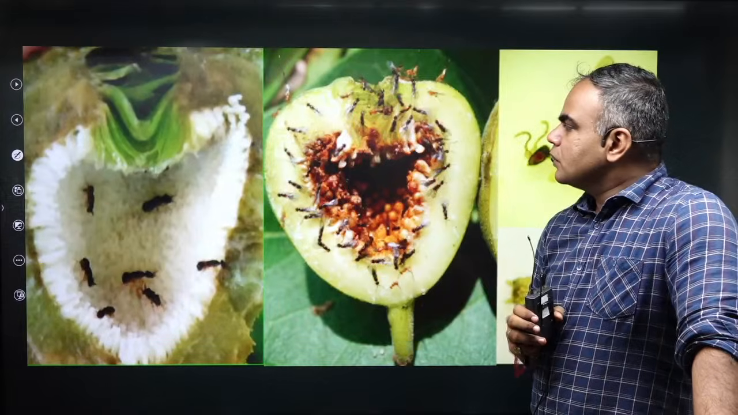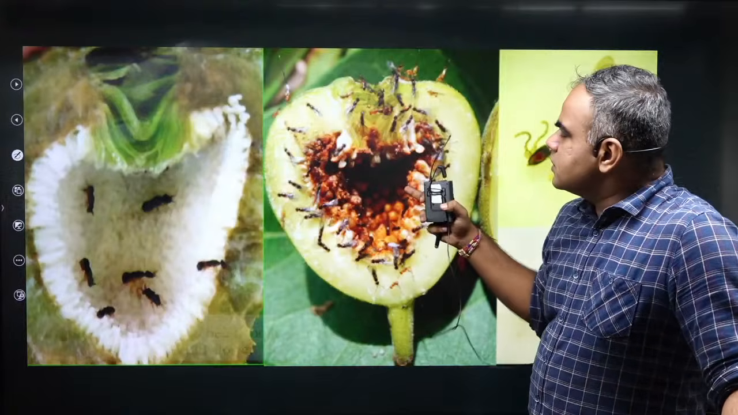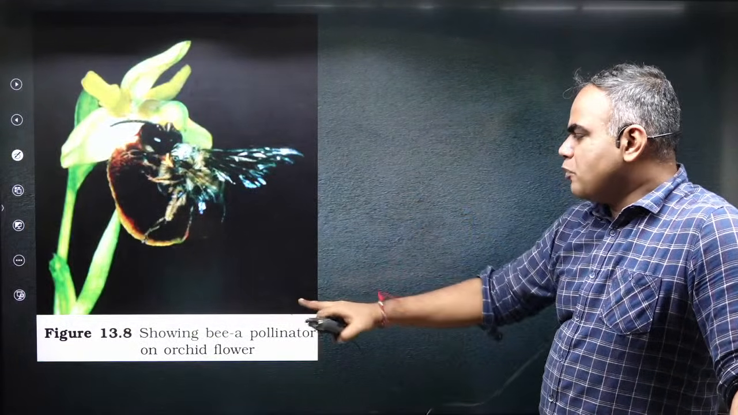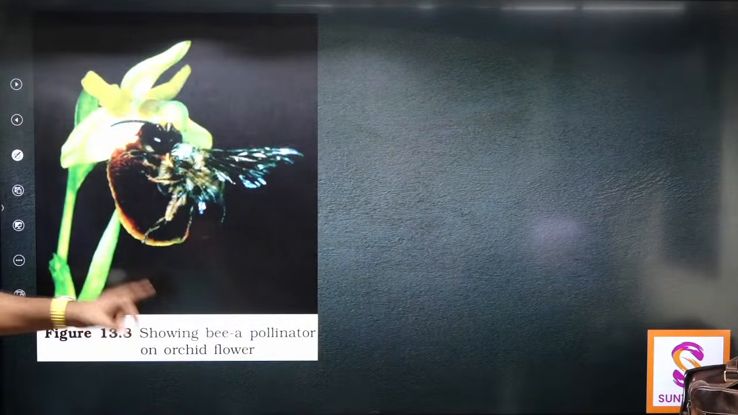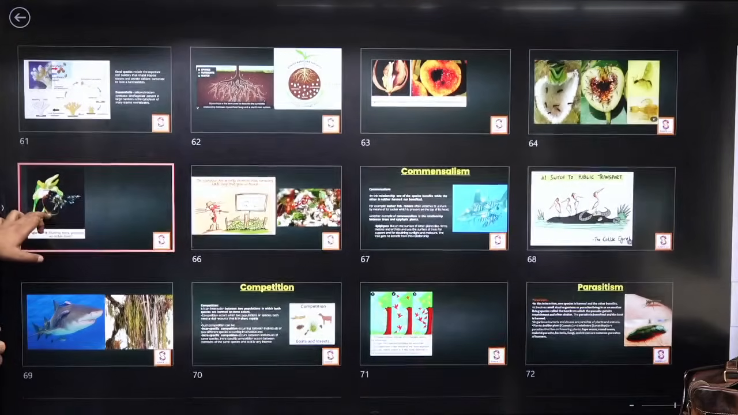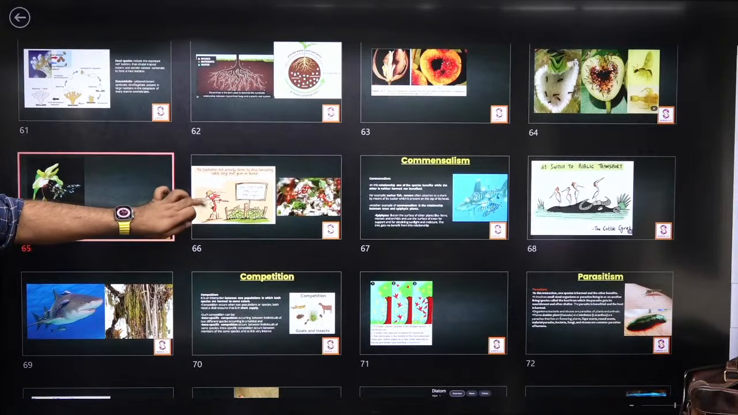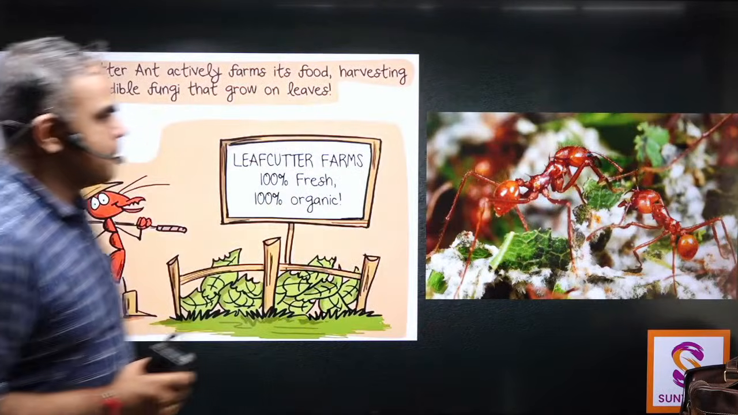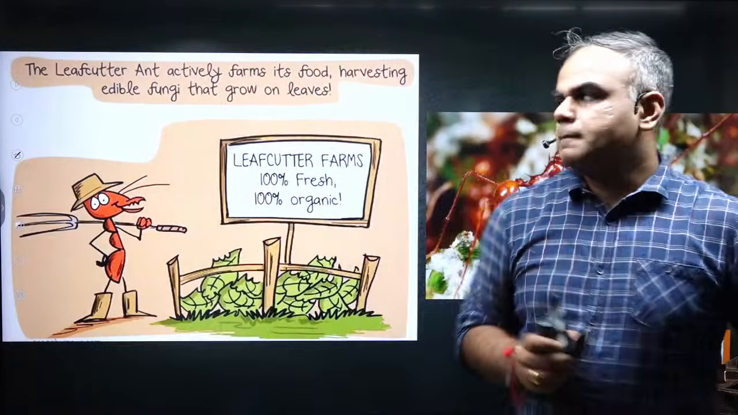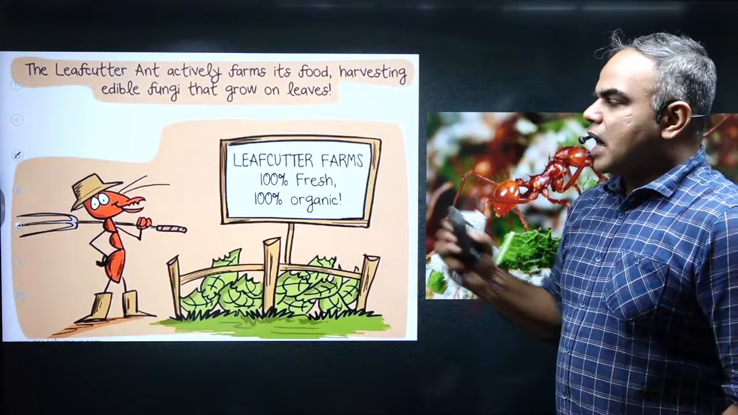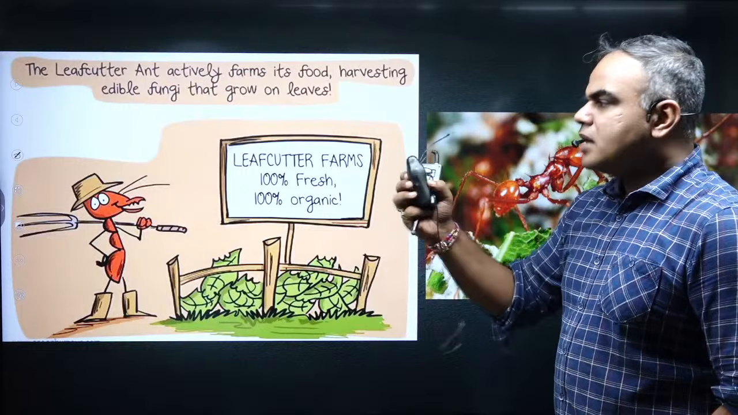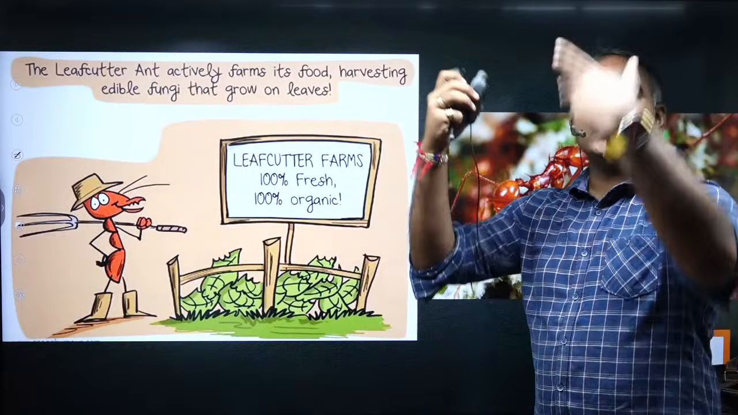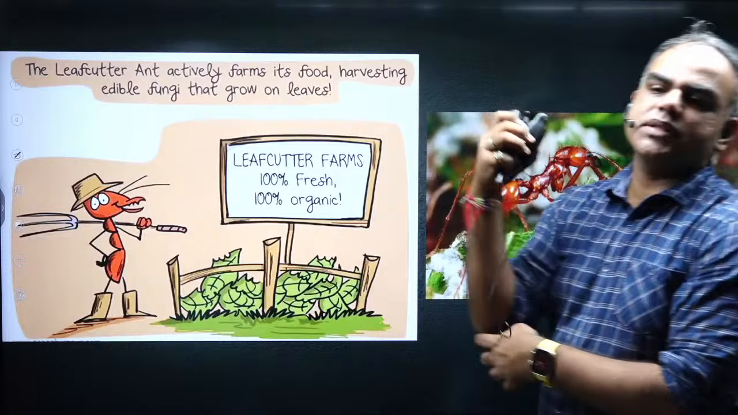Okay. Similar examples. Bee and a pollinator or the orchid flower. This also we have seen. This is a simple case of pollination. I can say that. Okay. एक और example है ये. Leaf cutter ants and fungus. Ants are known to be one of the oldest fungus farmers.